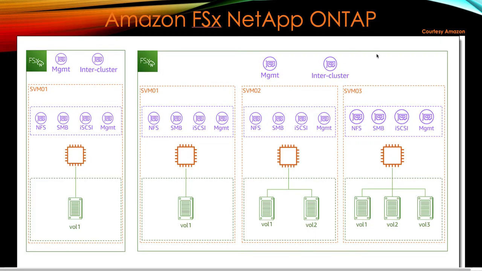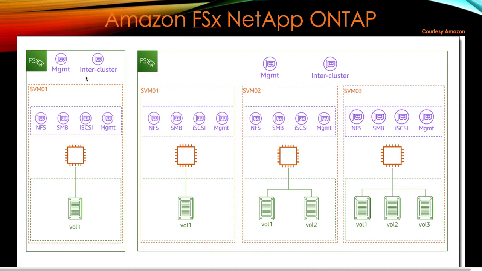Next, I wanted to show this diagram which I got from the Amazon website. Whenever you create a file system, like I mentioned, you get one SVM by default, but if you want, you can create multiple SVMs as well. Under each SVM, you can have either one volume or multiple volumes to store your data. At the file system level, you get two endpoints: one is the management endpoint and the other is the inter-cluster endpoint. The management endpoint is used if you want to perform any management task on the file system. And the inter-cluster endpoint is used if you need to set up any replication using NetApp SnapMirror software, or by using NetApp FlexCache.